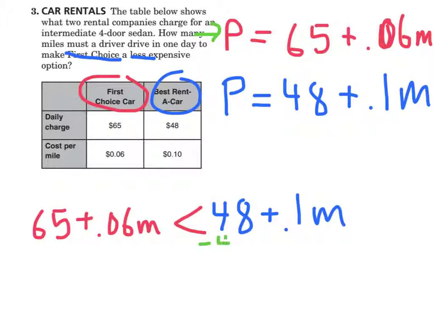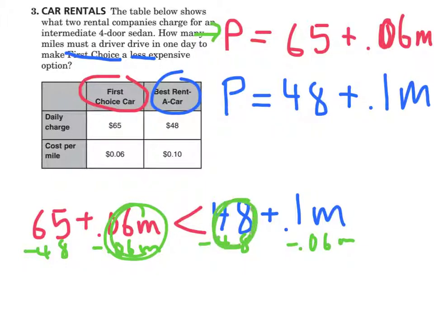So we're going to subtract 48 from both sides. And at the same time, we're going to subtract 0.06 m from both sides. So that's going to cancel this out and this out. So when I do 65 minus 48, I get, what is that? 17 is less than 0.04 m. So now all you need to do is divide both sides by 0.04, and you'll have your answer.